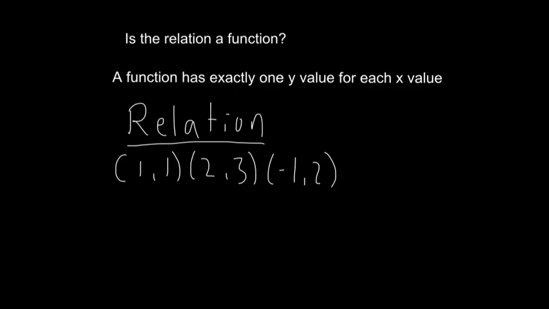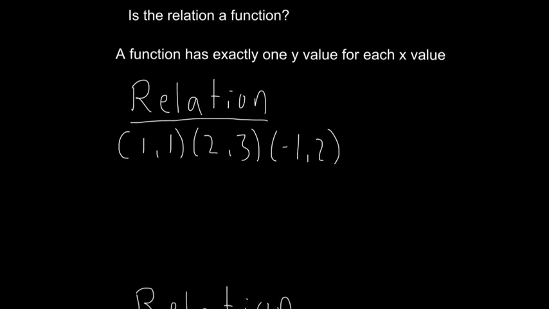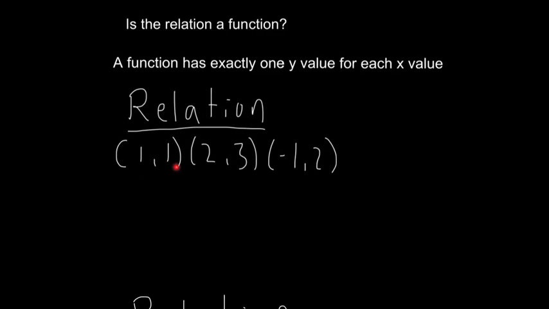Not all relations are functions. So you might ask yourself, is this relation a function? How do I know? Well, a function has exactly one y value for each x value. So for every x value, you only get one y value. Let's look at this example here. So we've got a relation here. We've got 1, 1, 2, 3, and negative 1, 2.